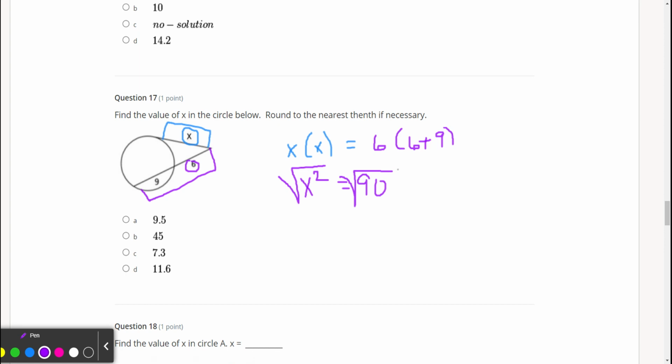All right? Desmos said 11.6. What'd you put into Desmos? 9 parentheses, 9 plus 6 parentheses equals x parentheses. You use the 9 twice instead of the 6 twice. Outside times the total equals outside times the total. Use the outside number twice.